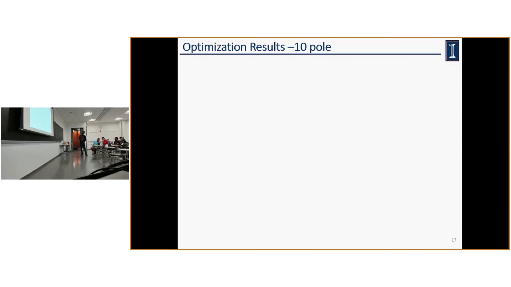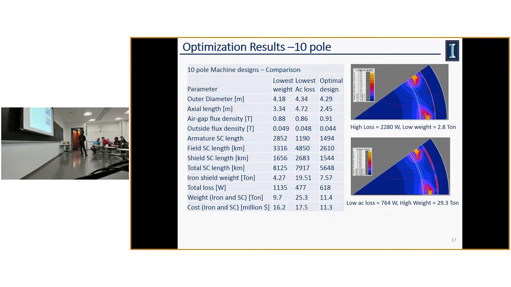Then I have a 10-pole design also. I have a comparison of the 10-pole designs, and we can also see here that we can go for a very low weight design with these losses, or we can go for a high weight design with these losses. I forgot to change the numbers. So here are the numbers for the loss. We can go for 470 watt, 777 watt, or we can go for 1135 watt, or this is the optimal design. I chose 618 watt losses.